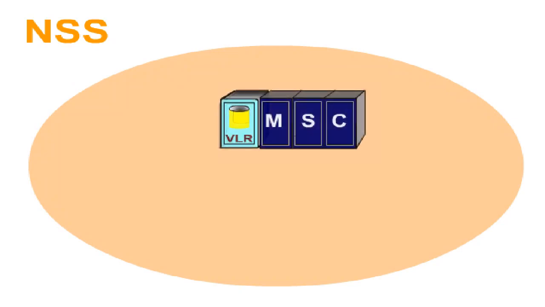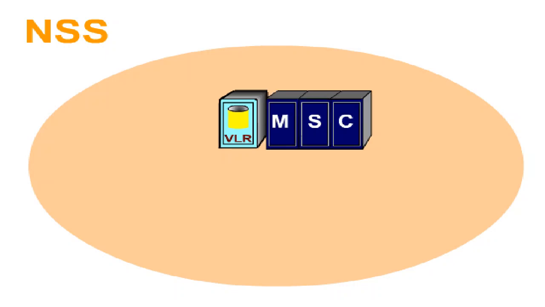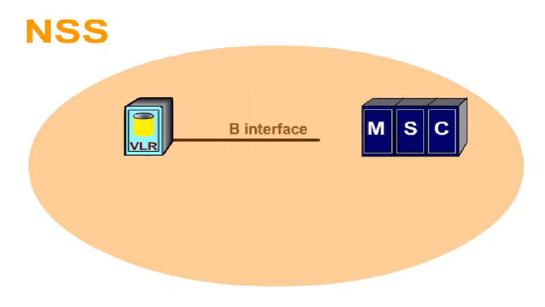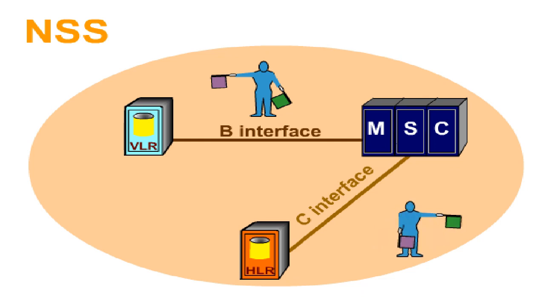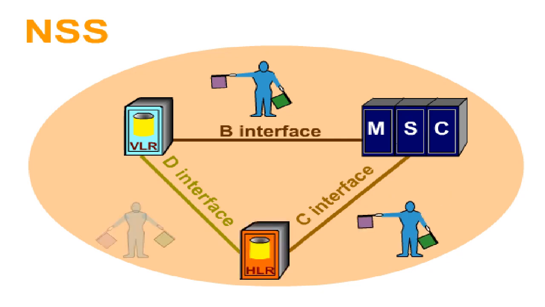Between the NSS elements, we find the following interfaces. Note that the Mobile Services Centre, MSC, and the Visitor Location Register, VLR, form a spatial unit. Between the MSC and the VLR, we find the B interface. This interface is used to transmit signalling data. The C interface is located between the MSC and the Home Location Register, HLR. It's also used exclusively for signalling data. The D interface provides the connection between the VLR and the HLR. Like the interfaces B and C, it transmits signalling data.